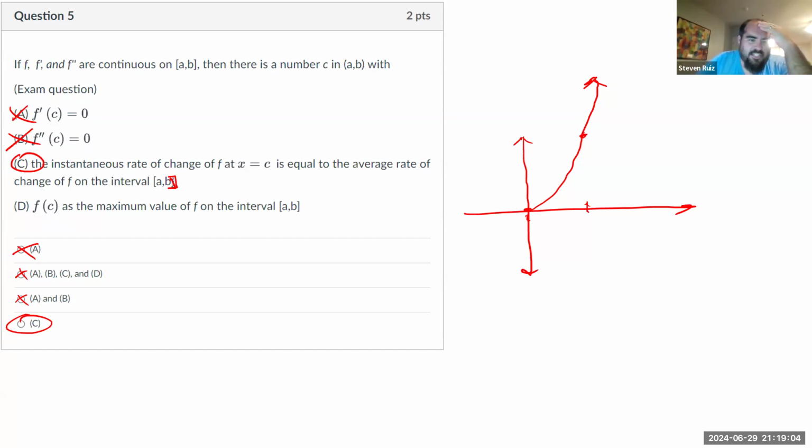Basically what D is saying is there has to be a maximum value of F on the interval. I'm trying to think about why that's false. And the only reason I can think of that might be false is that maybe that point C is not unique. Oh, here's what.